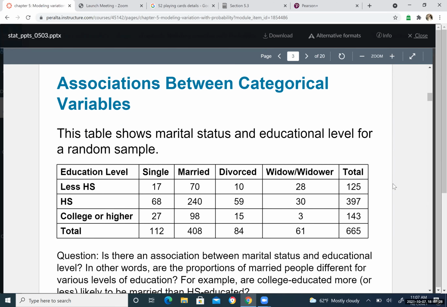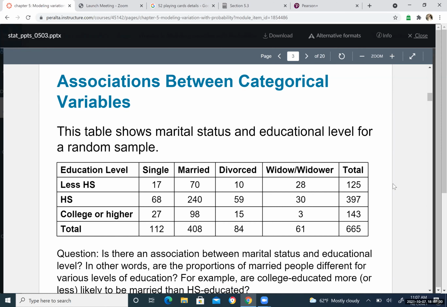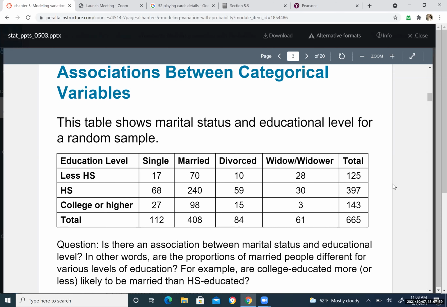So first, let's look at this table. We did some of this in 5.2, but it's not a lot. This example talks about a different situation. You will combine section 5.2 and the new section, 5.3 today, where you will learn about conditional probability. Okay, so let's look at this example.